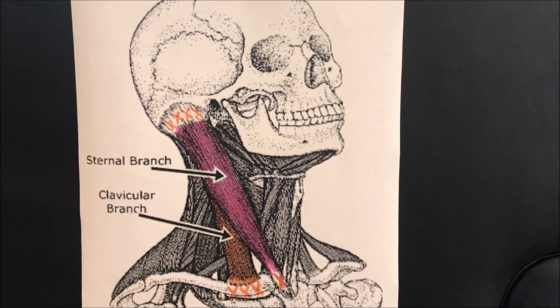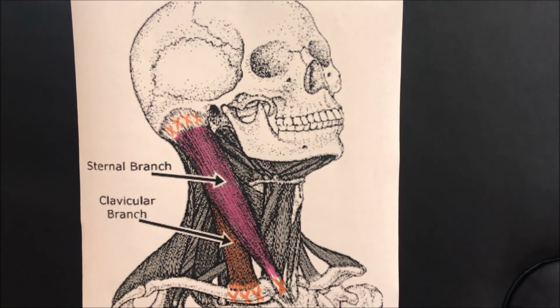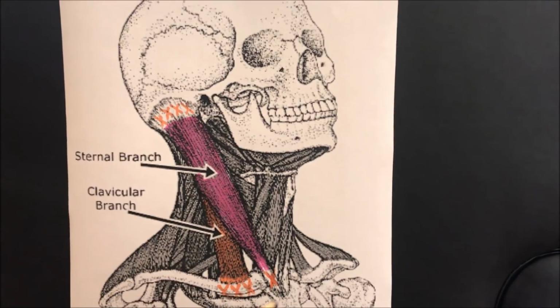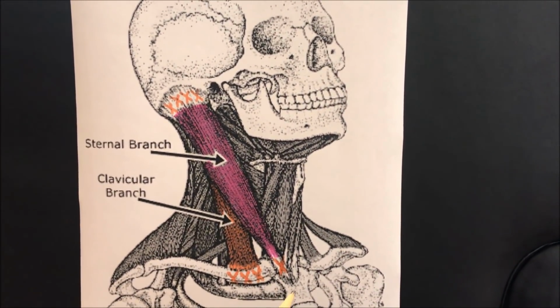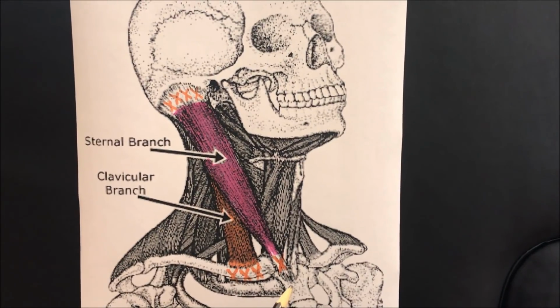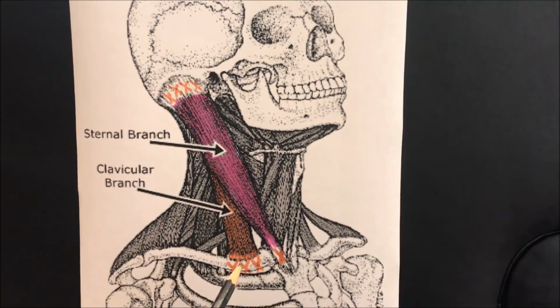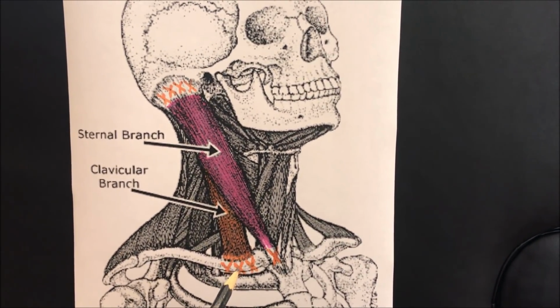So first, let's quickly go over some basic anatomy of the SCM muscle. The sternocleidomastoid is a muscle of the anterior, or front, part of our neck. It basically has two origins. The first part comes off the sternum, or the top of our breastbone. And then it also has an origin coming off the medial aspect, or the inner part, of the clavicle.